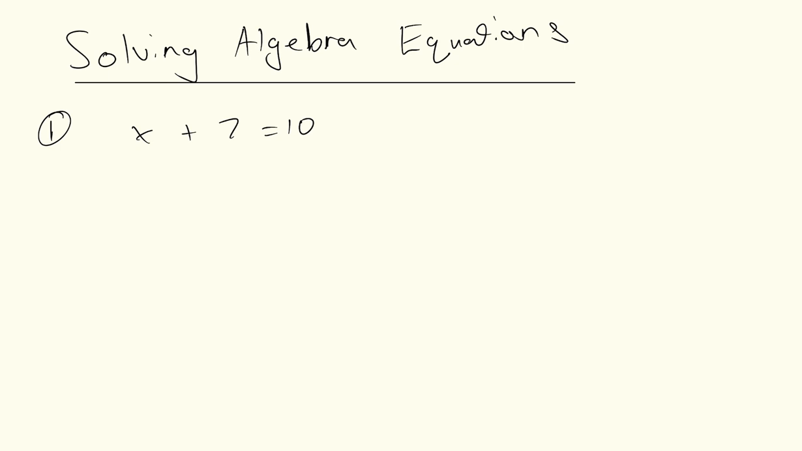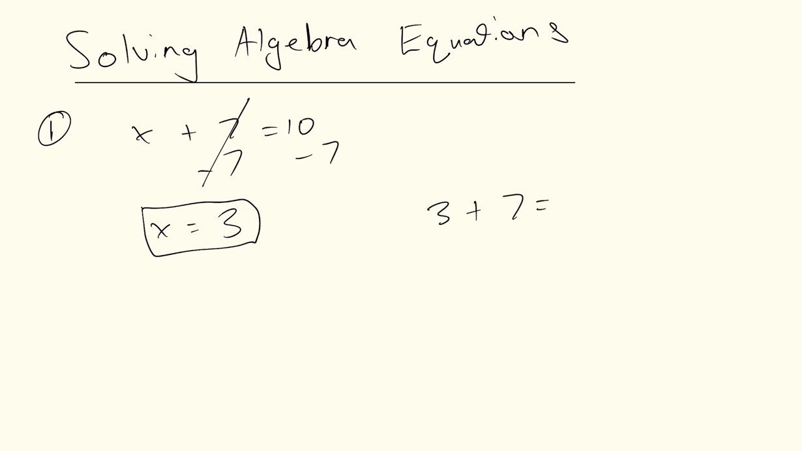But for those who don't, all we have to do here is remove that plus 7 by doing the opposite operation. So if we subtract 7, that will cancel. If we subtract 7 here, we'll be left with x is equal to 3. And then when we plug it back in, 3 plus 7 is equal to 10. So that's our check. Let's try a different example.